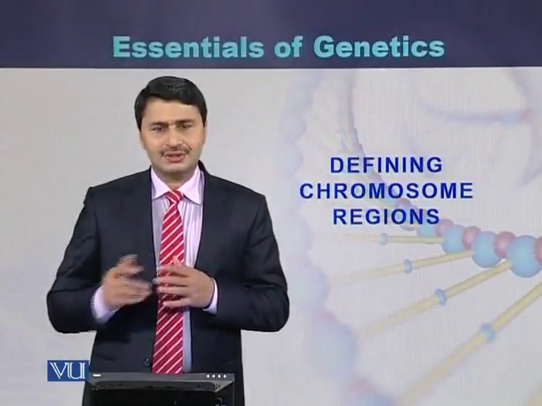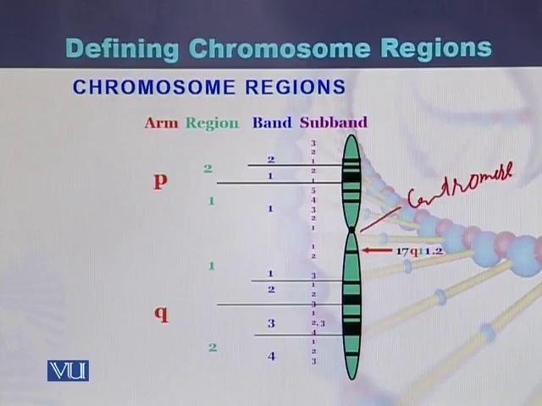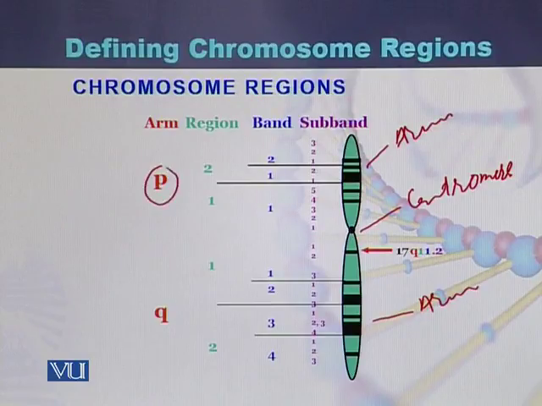Defining chromosome regions. If we take the example of a typical chromosome, it consists of a centromere that is present in the middle, and two arms. This is one arm of the chromosome and this is the second arm. So a typical chromosome consists of a centromere and two arms. The arm that is usually short is called the P arm, while the longer one is called the Q arm. So there are two arms in each chromosome.